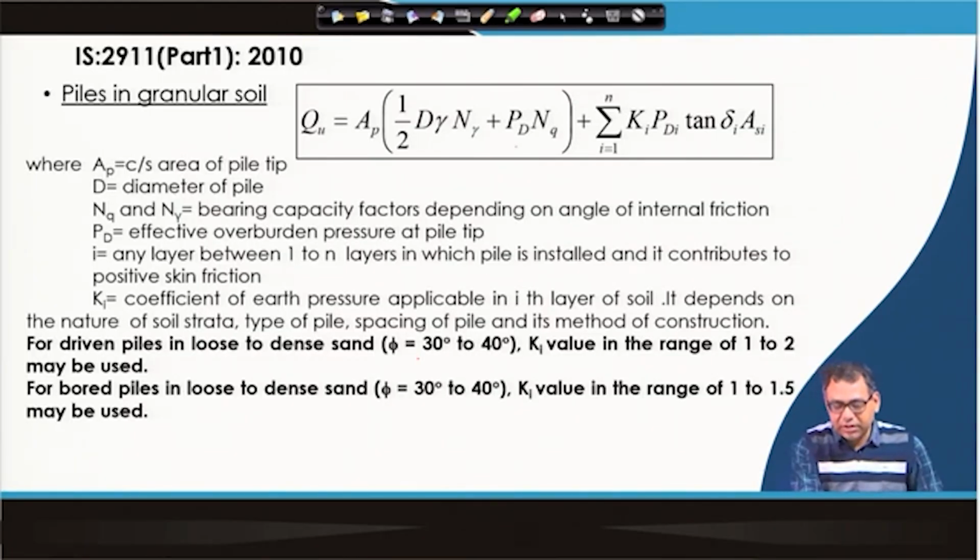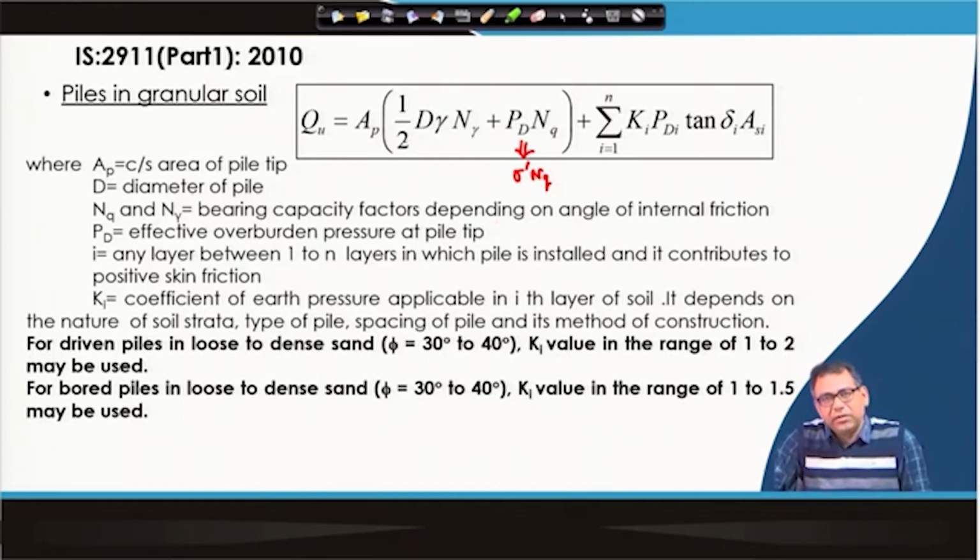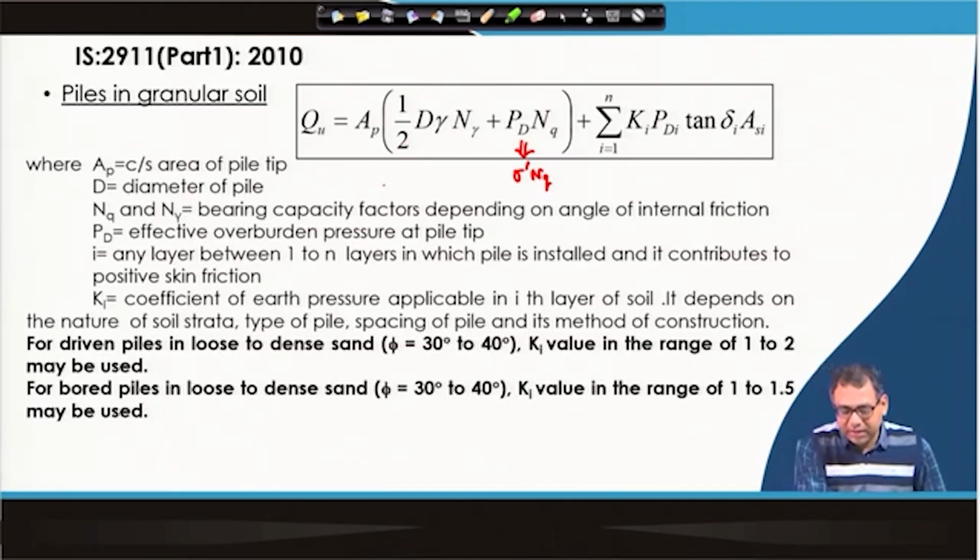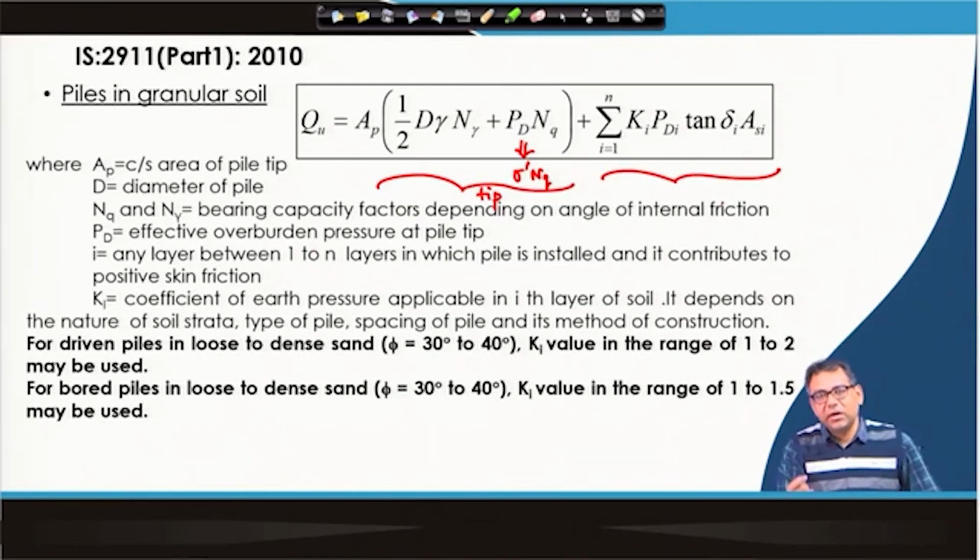So, this is the equation. This is the second part that we are right now using, that is sigma dash into NQ, which is similar to the PD into NQ, and then this is the third part, which is half D gamma N gamma, which we have to use if you use the IS code recommendation. And then the other is the summation of the friction resistance. So, this part is the tip resistance, and this part is the summation of friction resistance offered by different layers.